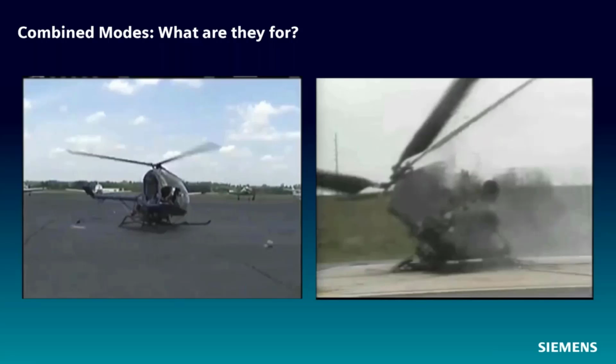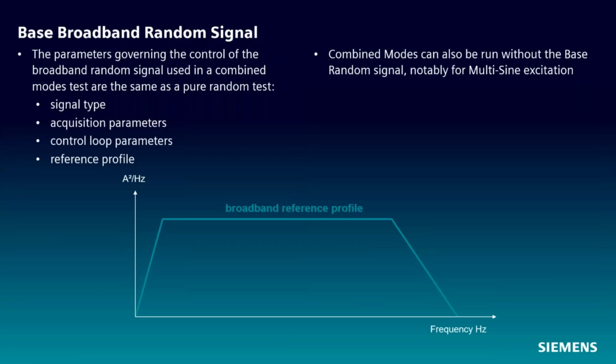That sound you hear when a helicopter passes by, that unique helicopter sound, is all due to blade pass frequencies and harmonics and all kinds of things going on. The start of the test is defining this broadband random signal that everything's going to ride on top of. And these are exactly the same as just a pure random test. And then you have signals that are going to go on top of this.